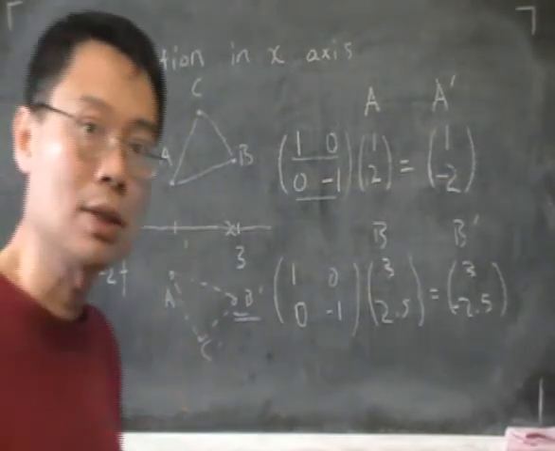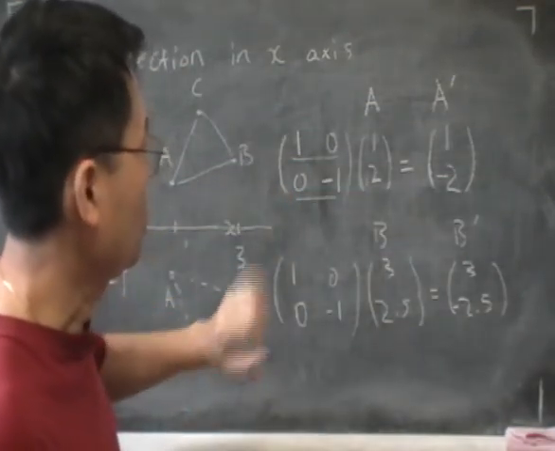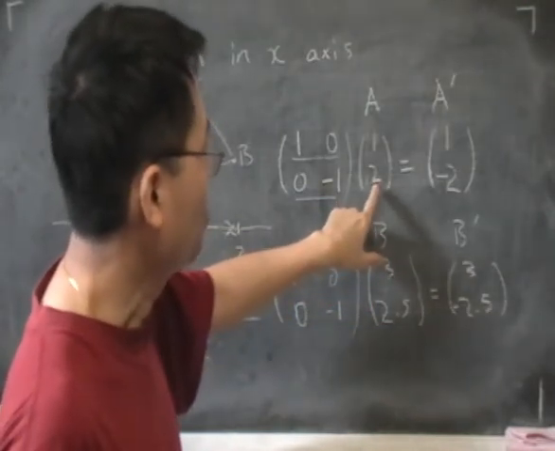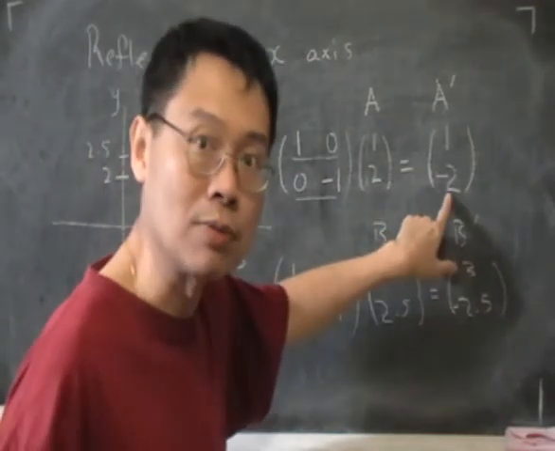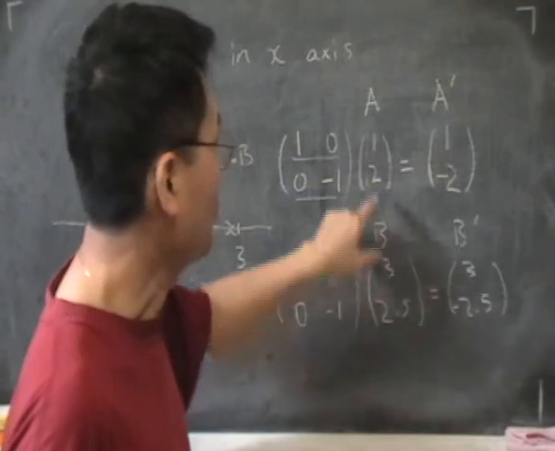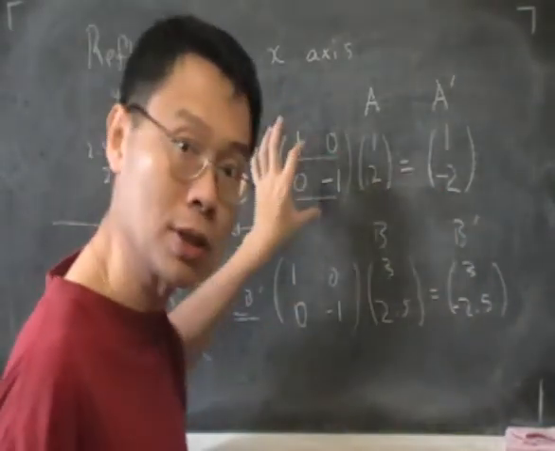Now, why does it work? The reason why it works is that we know, in this example, that we really just need to change the y value to negative, or just to change the sign of the y value. So if it's negative, you change it to positive, for example. And this matrix does that.